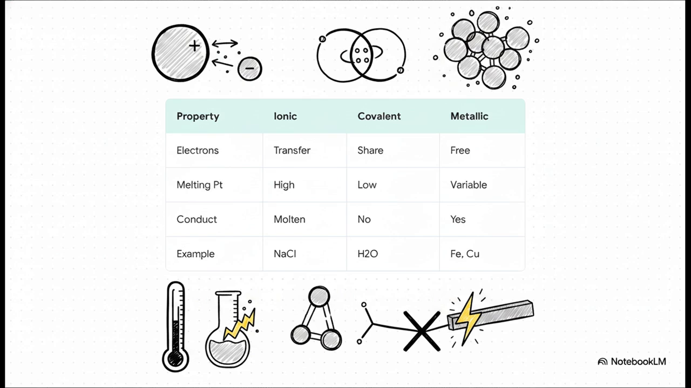You can easily see how that electron behavior dictates melting points: high for ionic, lower to moderate for covalent, and variable for metals. And conductivity is a dead giveaway. Ionic compounds only conduct when molten or dissolved. Covalent compounds basically never conduct, and metals always conduct.